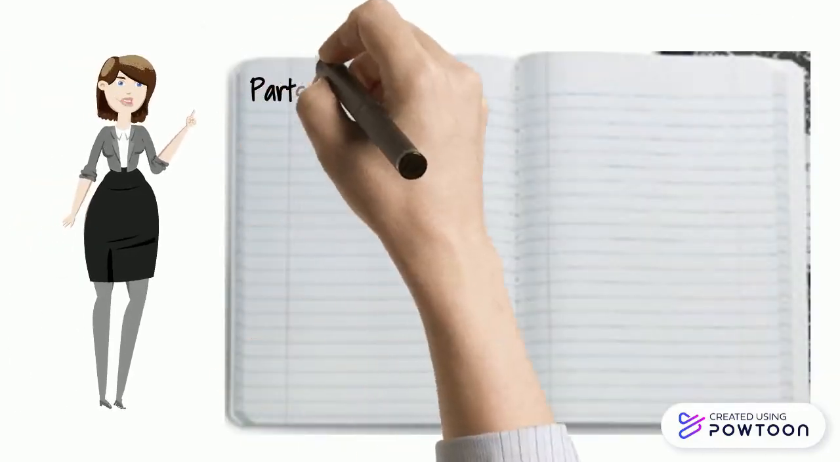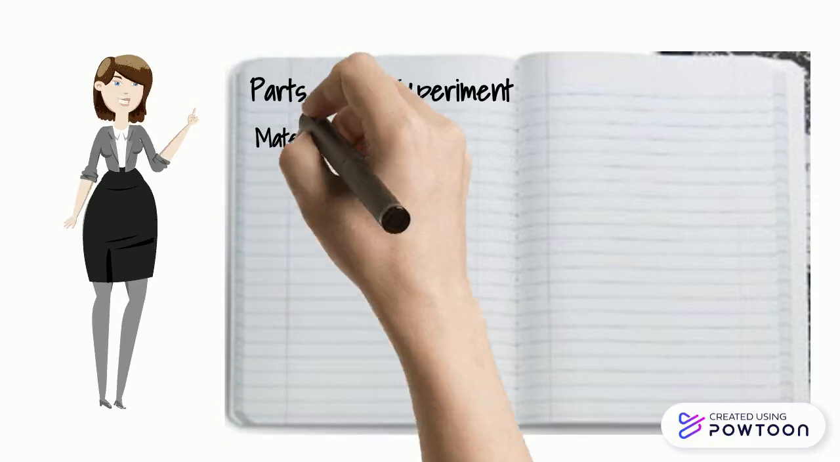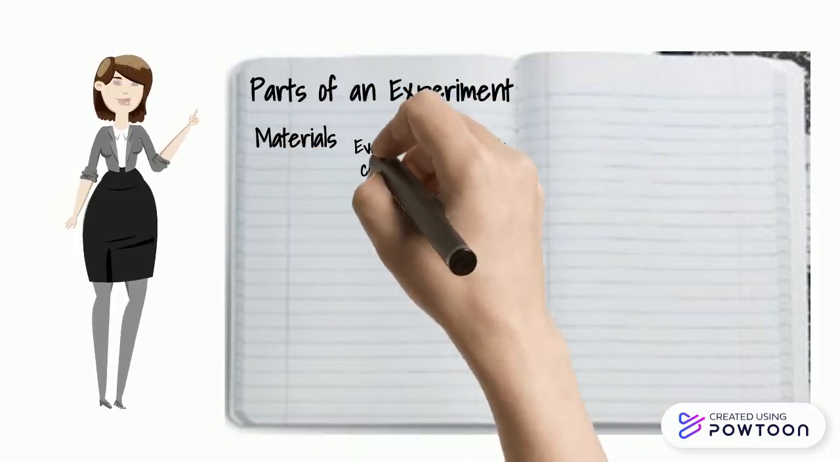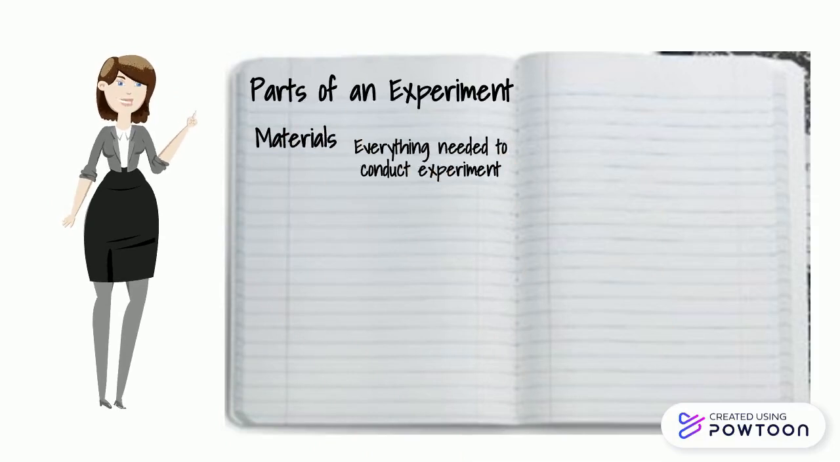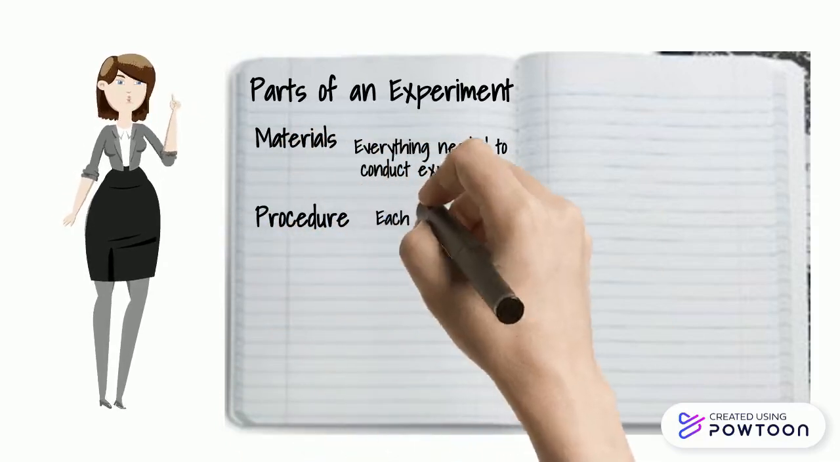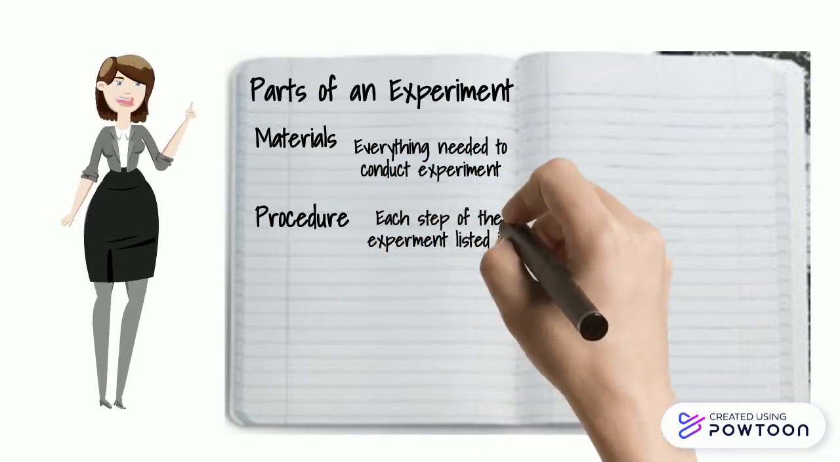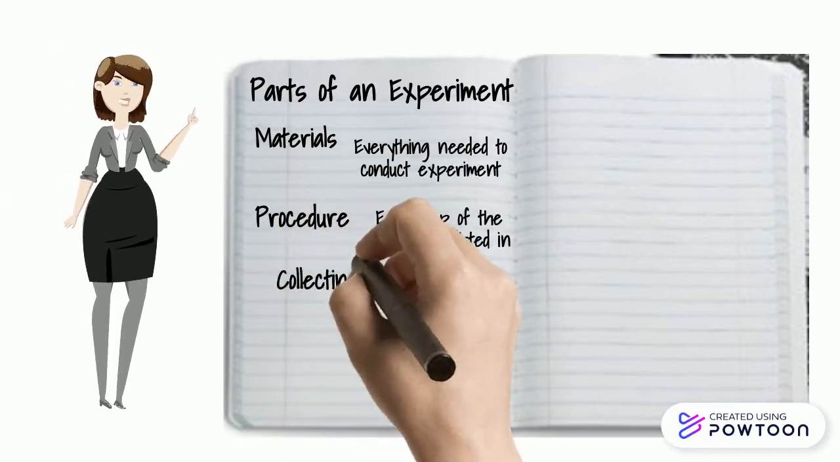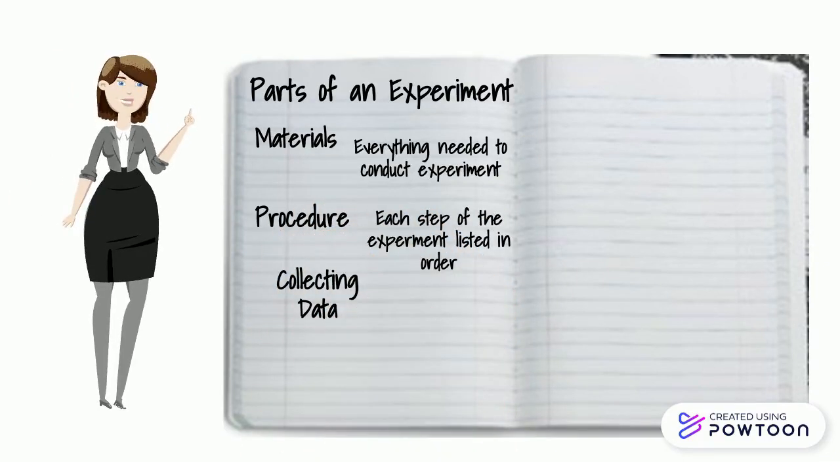Experiments have some important parts to it. First, you must have your materials, which is everything that you absolutely need to conduct the experiment. The next is your procedure, which is each step of the experiment listed in order. And as mentioned before, you will be collecting data throughout the experiment through writing, measuring, and taking pictures.